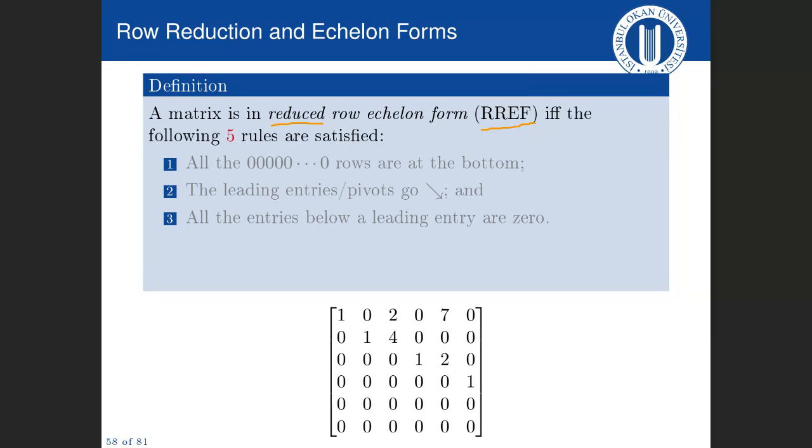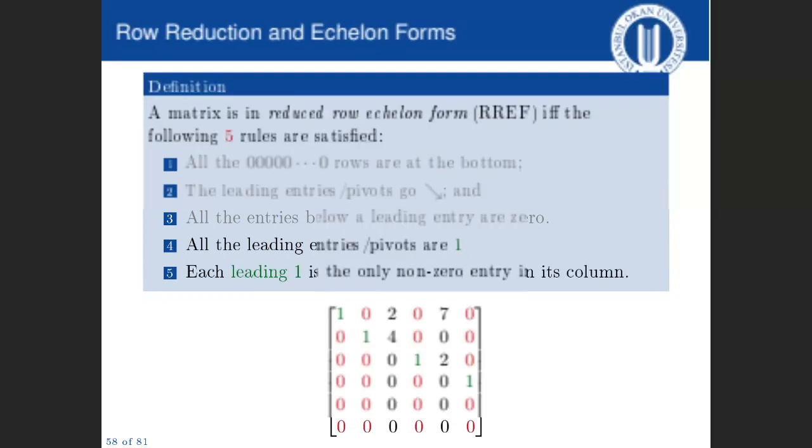All the 0, 0, 0 rows must be at the bottom. The leading entries or the pivots must have this echelon form, going diagonally down and to the right. And rule number 3, all of the entries below a pivot or a leading entry must be 0. We've got 2 more rules. Rule number 4, all of the pivots or all of the leading entries must be 1. For REF, we could have any number as the pivots, but for RREF, they must all be the number 1.